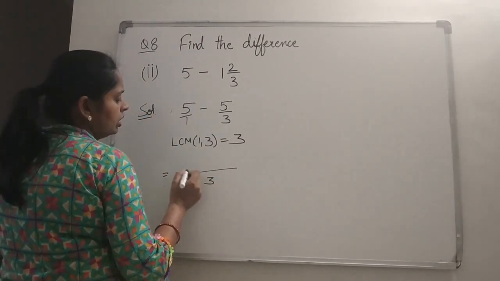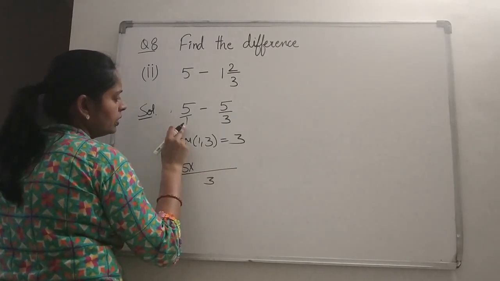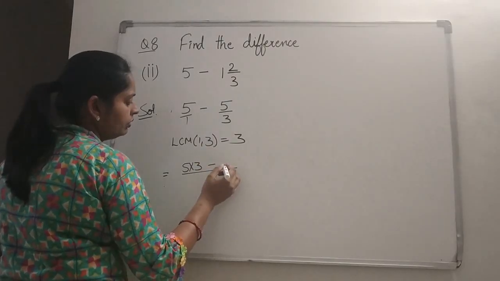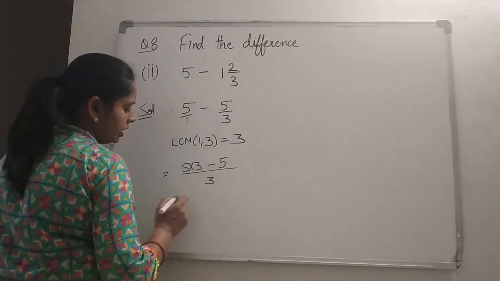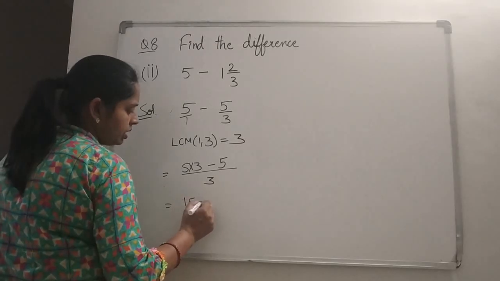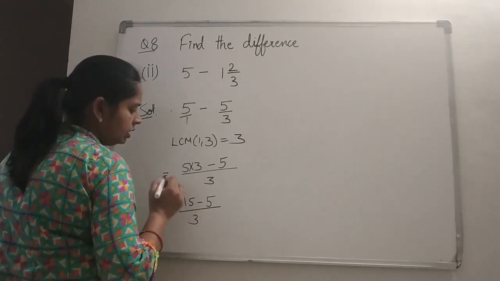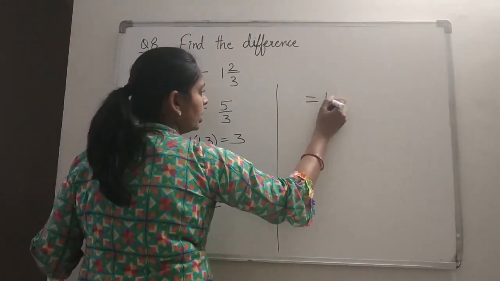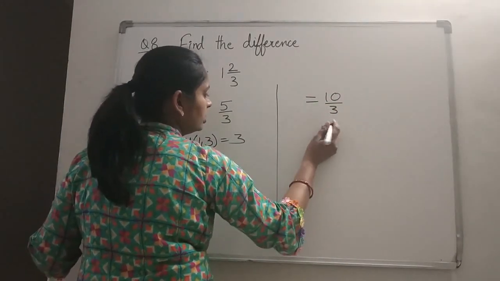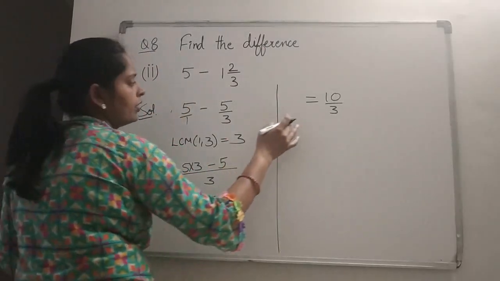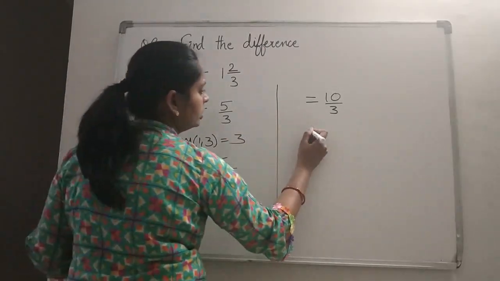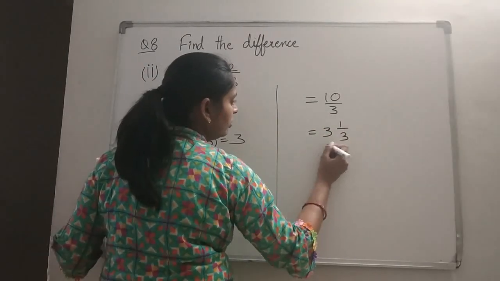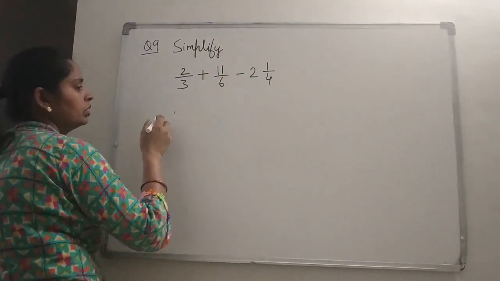Right? Now 5 into what do we have to multiply in 1? 3. So 5 3s are 15, and minus, it is already having 3, so nothing we have to multiply in 5. So we got 5 3s are 15 minus 5 upon 3, which will be equal to 15 minus 5, how much? 10. 10 upon 3. But this is an improper fraction, so we have to turn this into a mixed fraction. 3 3s are 9 and 1 is left. So 3 1 by 3 is your answer.